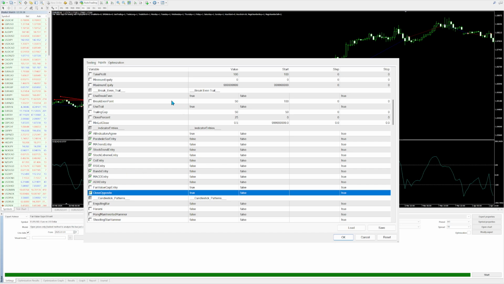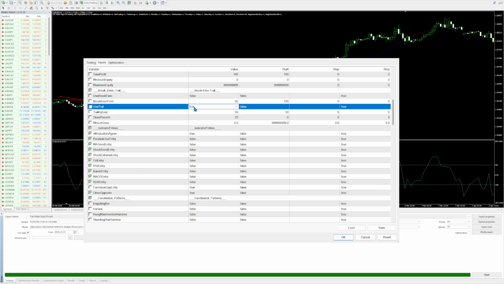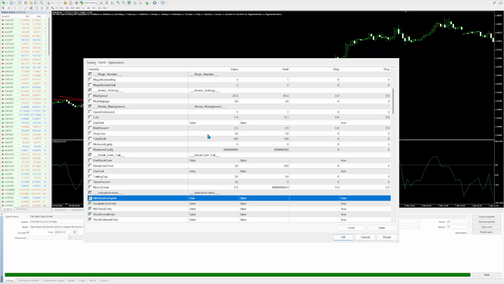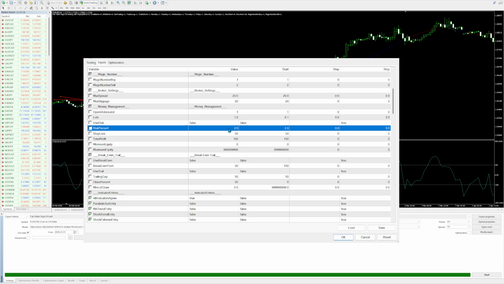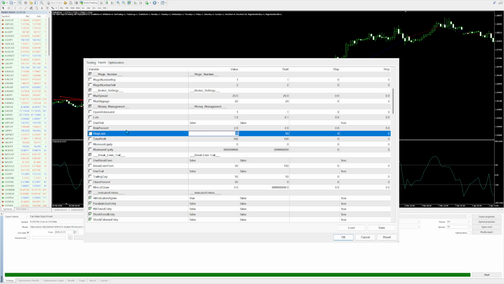But we'll click everything else to optimize. Just turn off the break even and trailing stop. We'll use fixed lots. Stop loss: with optimization, you select the box of the setting you want to optimize, and then you put the start and end values that you wish to test.